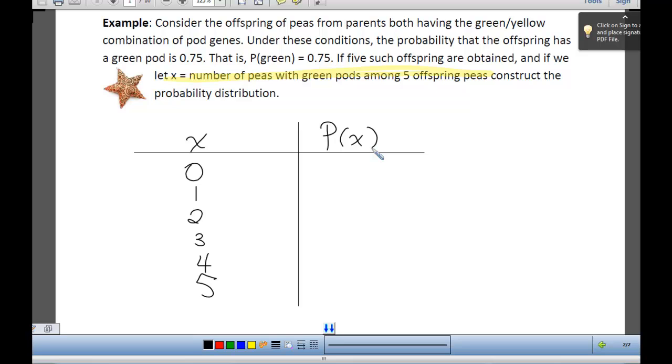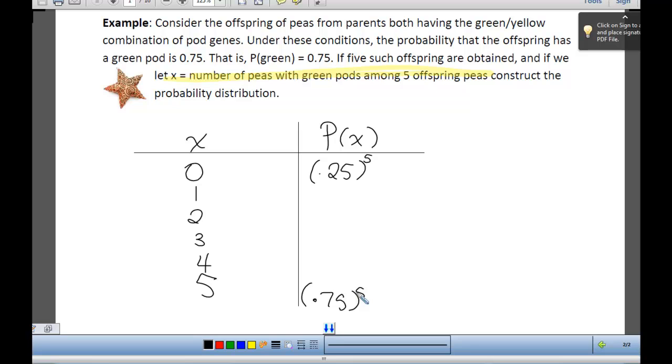Okay, and 5 and 0 we could do pretty easily. They already told us the probability of getting a green is 0.75. That means the probability of getting yellow is what? 0.25. And if we're talking about yellow and yellow and yellow and yellow and yellow, that would be 0.25 to the fifth, whatever that comes out to be. And then on the bottom, if we get all green, that would be 0.75 to the fifth. We could figure out what that is.